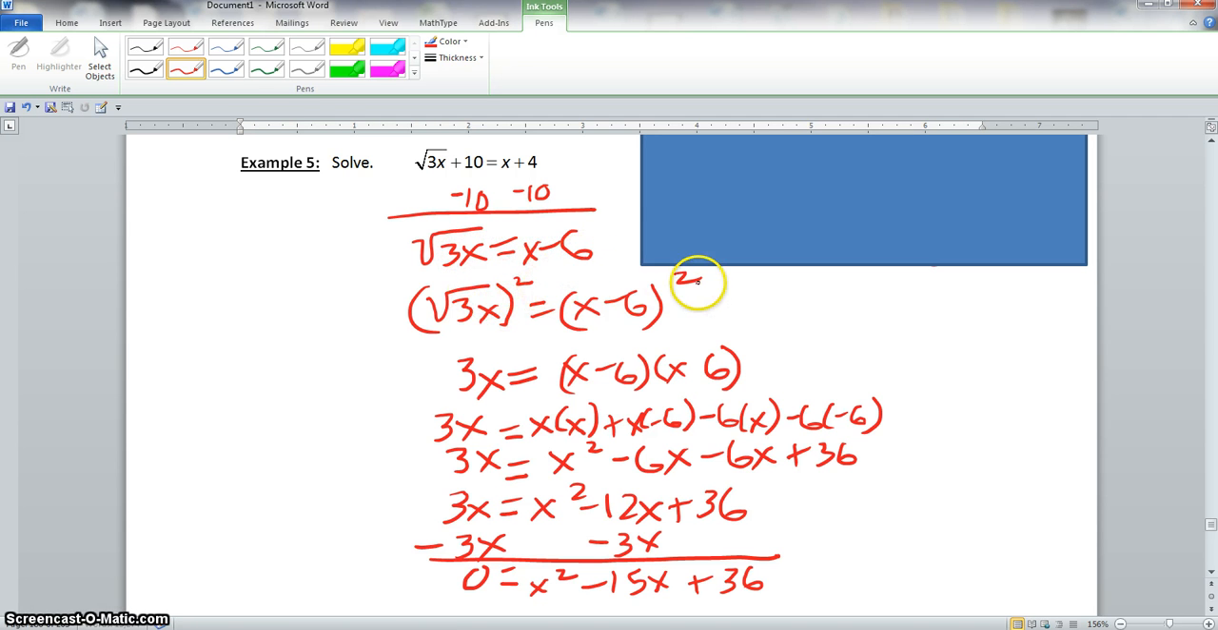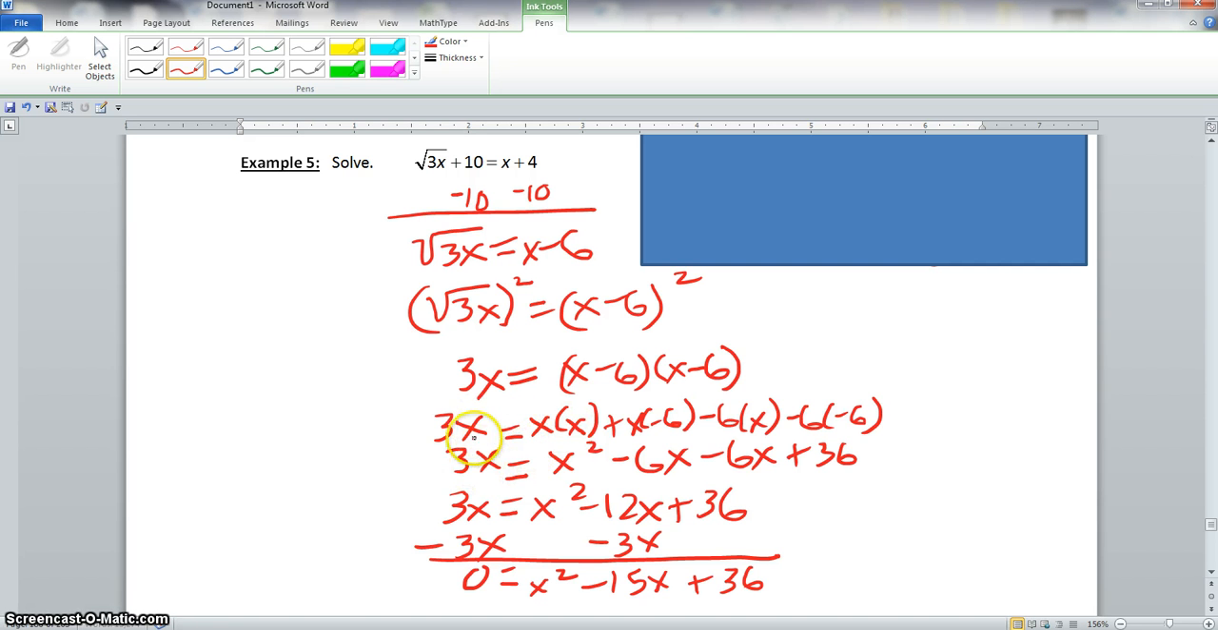Now we have to square both sides. Now the square root of 3x squared leaves us 3x. And that equals, parenthesis x minus 6 squared breaks down to x minus 6 times x minus 6. Now, we have to multiply this. We have to use the distributive property over these two binomials. So we have x times x, then we have plus x times negative 6, a minus 6 times x, and a minus 6 times a minus 6.